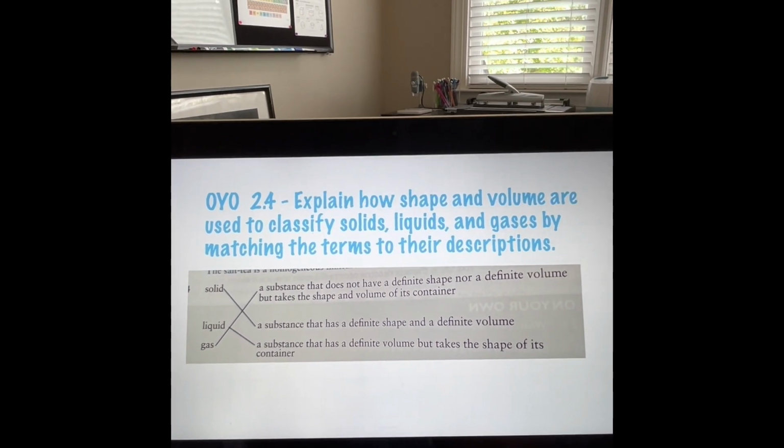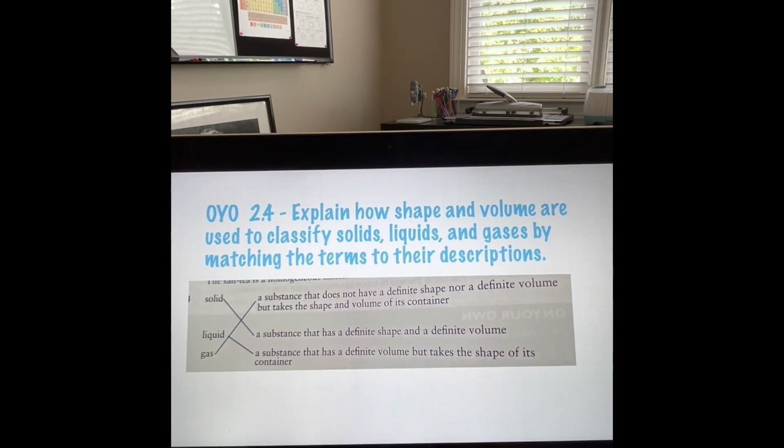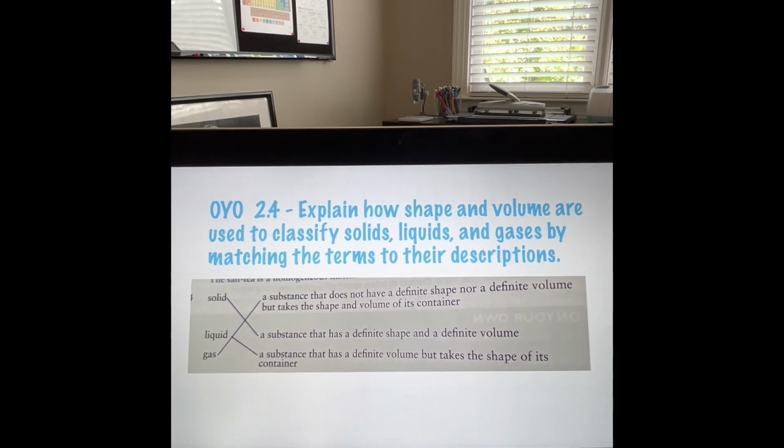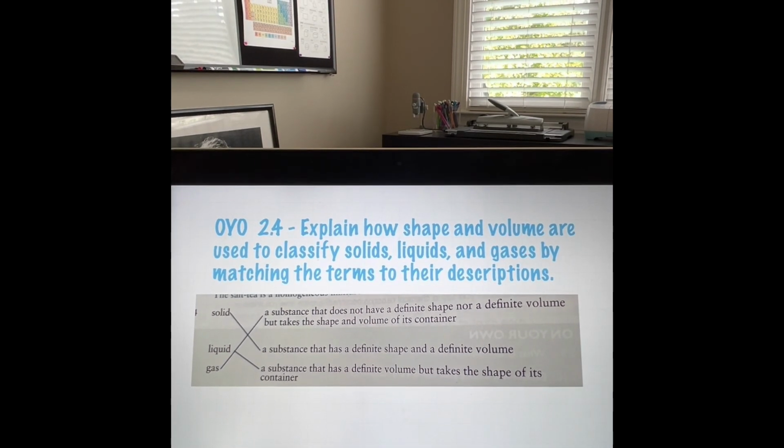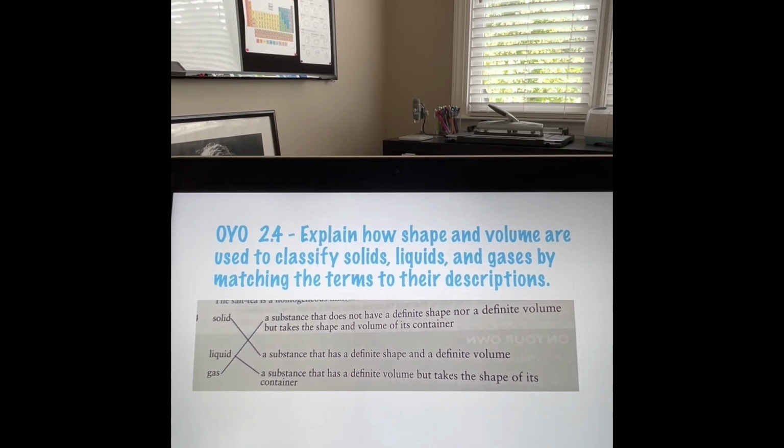Don't forget my coffee and my coffee cup example. And then a gas is a substance that does not have a definite shape nor a definite volume, but takes the shape and volume of its container.